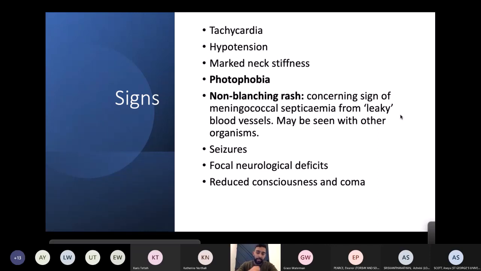Photophobia again is another nice sign. If somebody comes in with a fever and headache, which you think could be the flu, they might not have neck stiffness, but photophobia, you don't get that with the flu. You don't get that with many infections and problems that disturb brain function. Photophobia is present, so it's a really good thing to look out for.